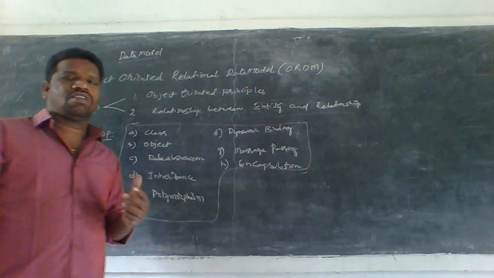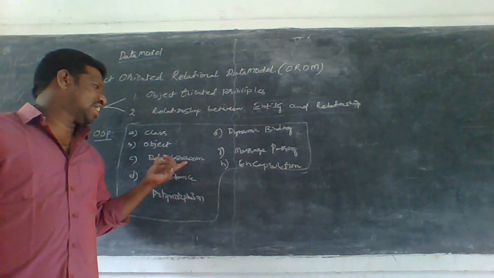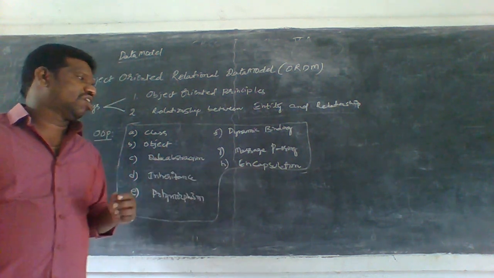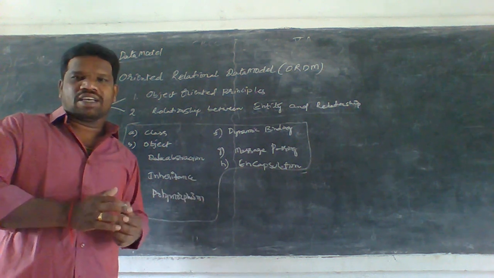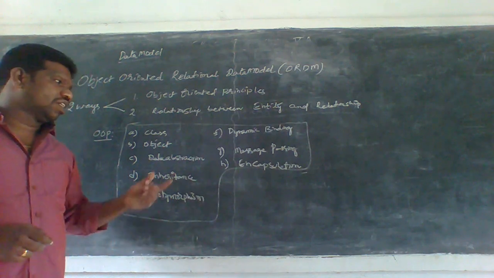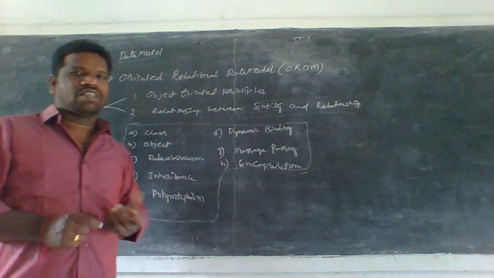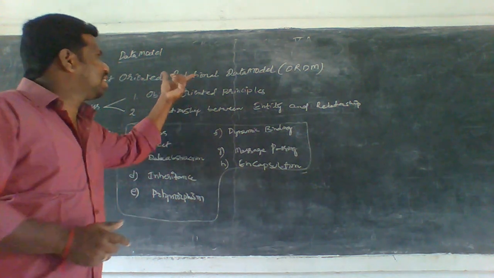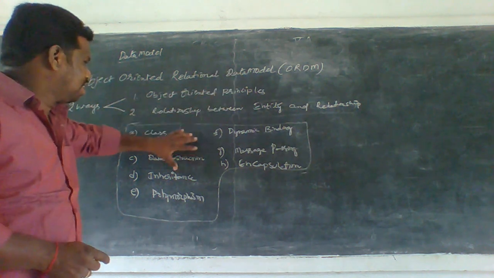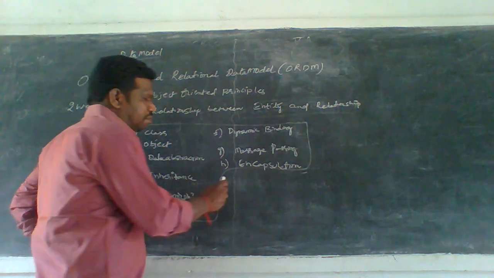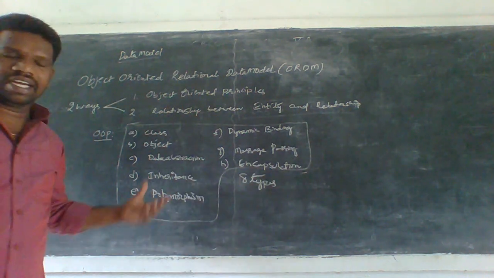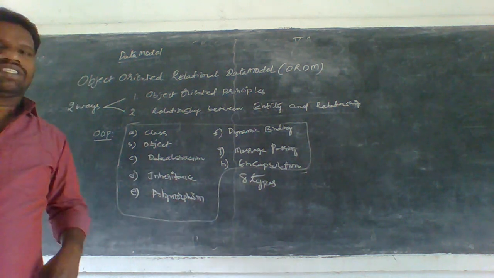Data abstraction means when we want to write a program without considering the background details. Encapsulation is the topic used to hide the data, that means to provide security. These are the principles. So this data model, the object oriented relational data model, can satisfy all these 8 types.